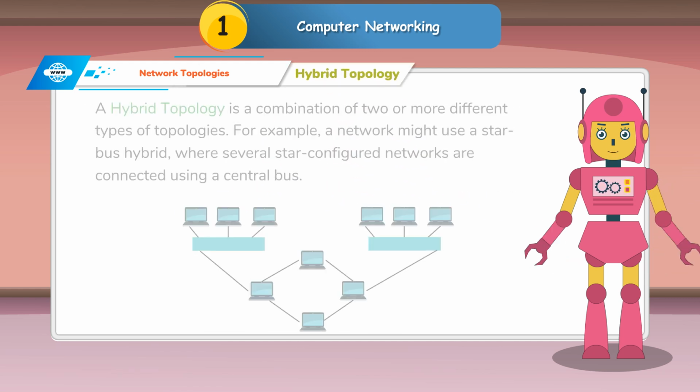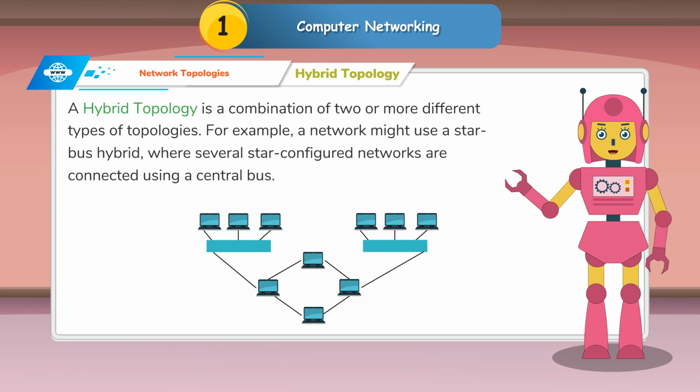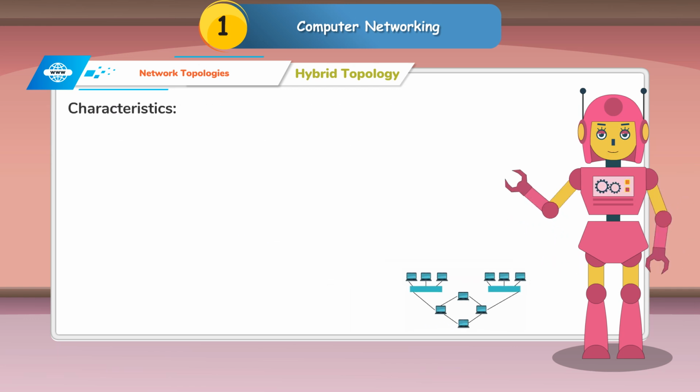Hybrid topology. A hybrid topology is a combination of two or more different types of topologies. For example, a network might use a star-bus hybrid where several star-configured networks are connected using a central bus.